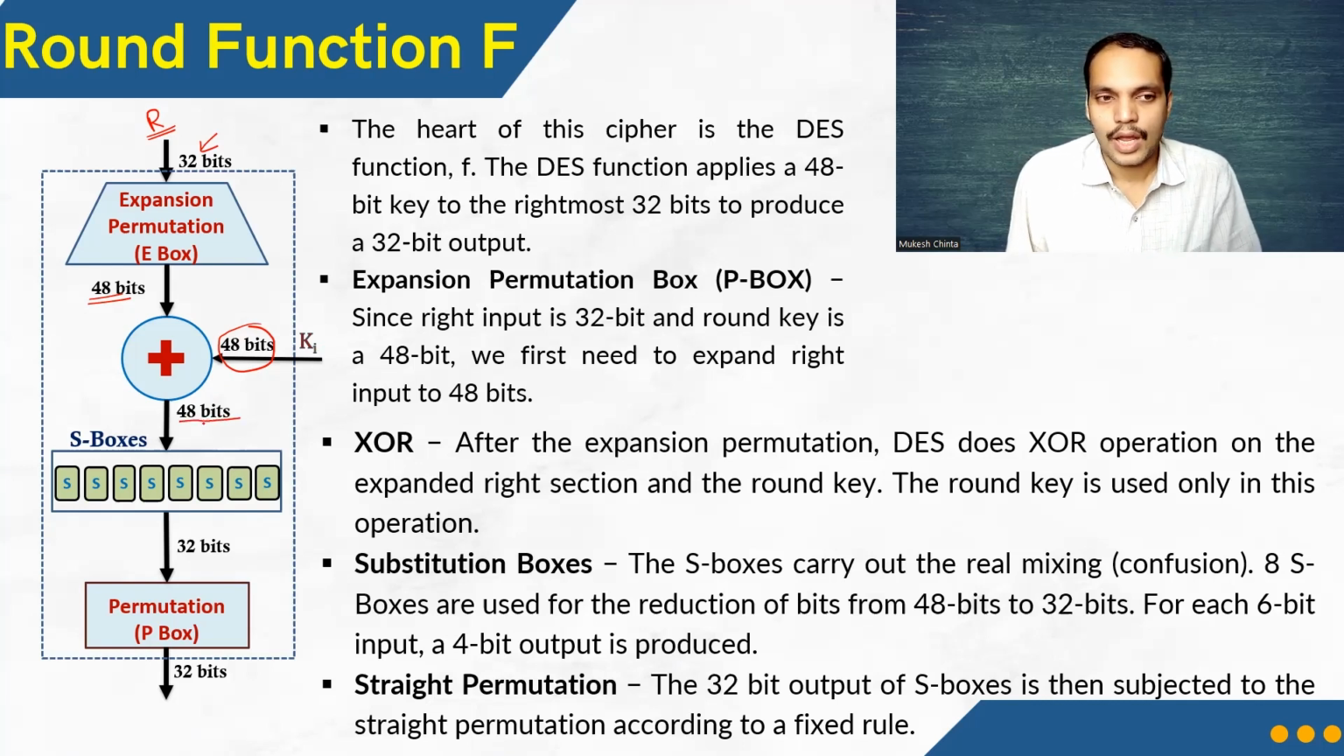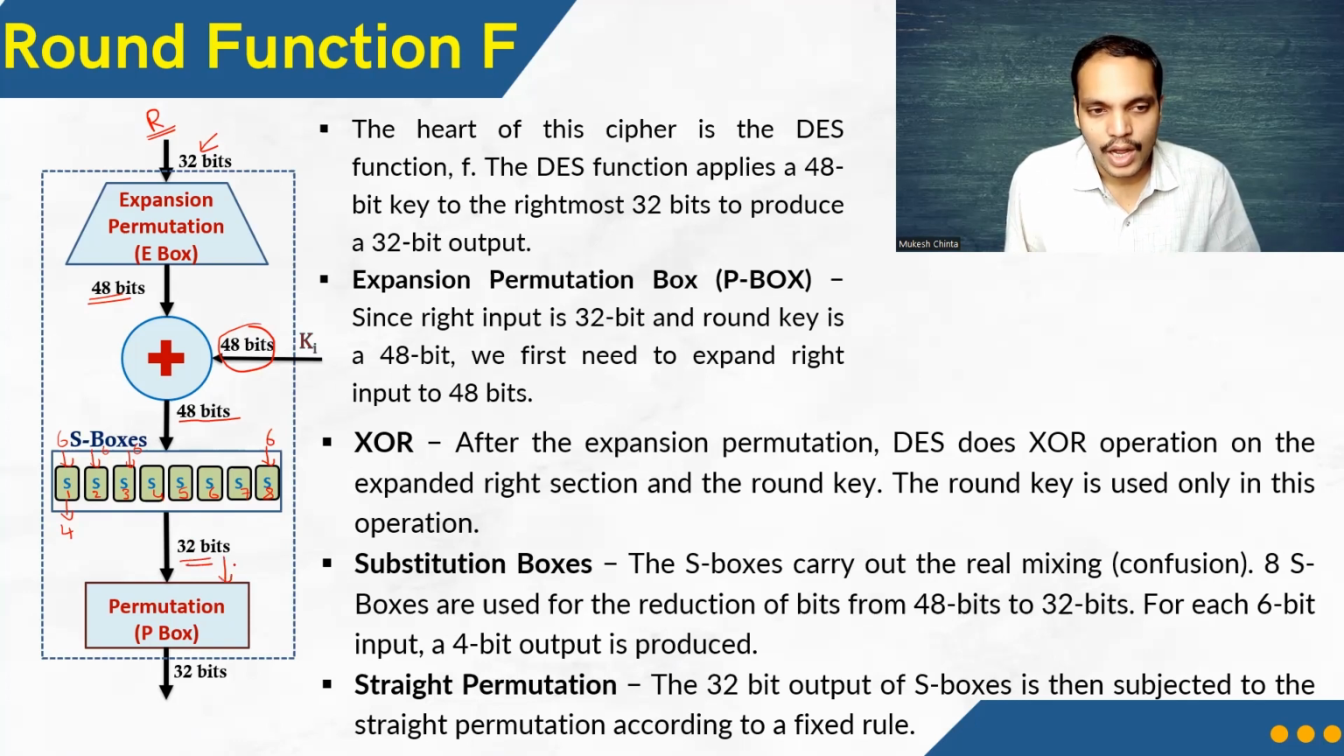These 48 bits are now issued as an input to the S boxes. A total of 8 S boxes are present here: S1, S2, S3, S4, S5, S6, S7, and S8. So these 48 bits are issued as 6-bit, 6-bit, 6-bit chunks. Each one of these S boxes will receive a 6-bit input, and each will produce a 4-bit output. So altogether 8 S boxes producing 4-bit output gives me 32 bits.